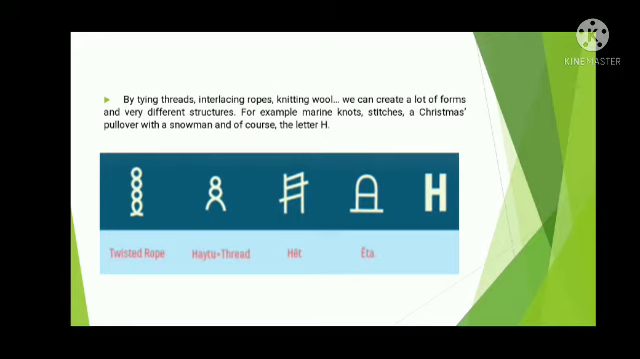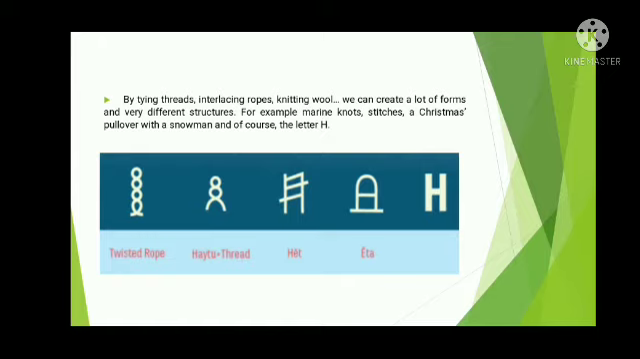Next, for the evolution of letter H. By tying threads, interlacing ropes, knitting wool, we can create a lot of forms and very different structures. For example, marine knots, stitches, a Christmas pullover as you can see in our image, with the snowman, and of course the letter H. So these are the representations of how letter H develops.